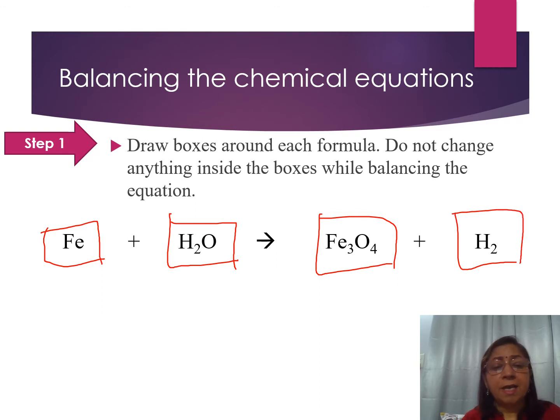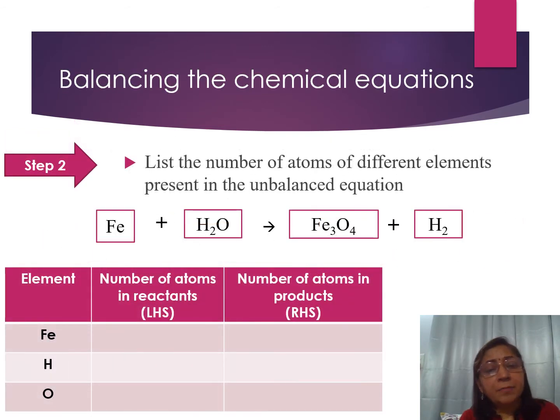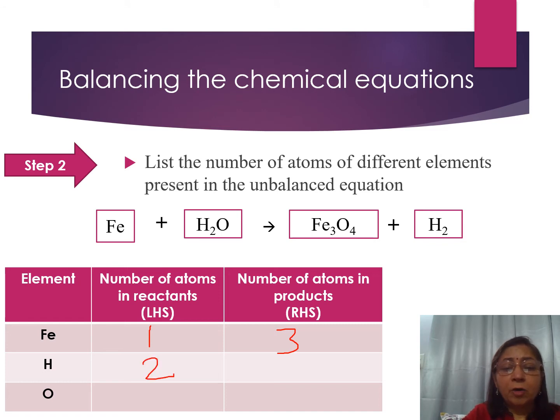So we cannot change anything inside the boxes. The second step of balancing the chemical equation is listing the number of atoms of different elements present in the unbalanced equation. So we will do one by one. Iron on the left hand side is 1 and on the right hand side 3. Hydrogen on the left hand side is 2 and on the right hand side is 2. Oxygen on the left hand side is 1 and on the right hand side is 4.